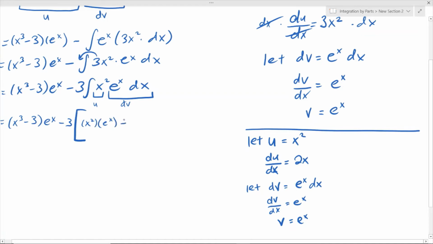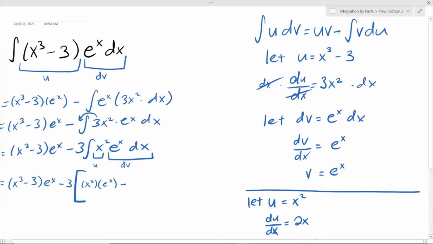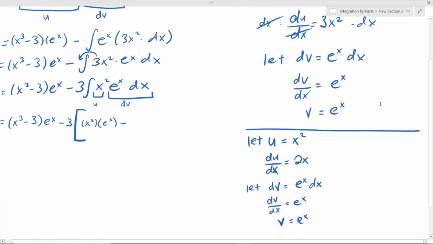And then minus. The minus comes from here in the formula. The integral of v times du. So we're going to sub that in. So the integral of v, which is e^x, right here, integral of e^x, and then du. Here du over dx is 2x, so that would mean if we multiply both sides by dx, du is going to be equal to 2x times dx. So I'm going to write here 2x times dx.